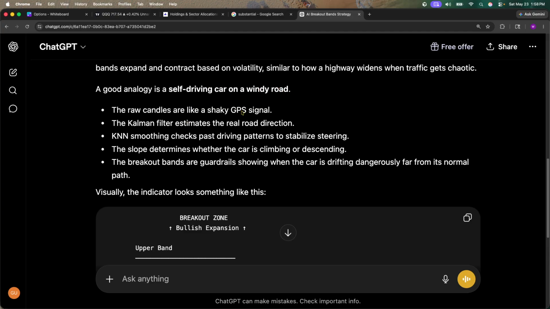The raw candles are like a shaky GPS. The Kalman filter estimates the real road direction. That's what's up. And the KNN smooths out the chop-pass driving patterns to stabilize the steering. The slope determines whether the car is climbing or descending, and the breakout bands are guard rails, showing when the car is drifting dangerously from the normal.